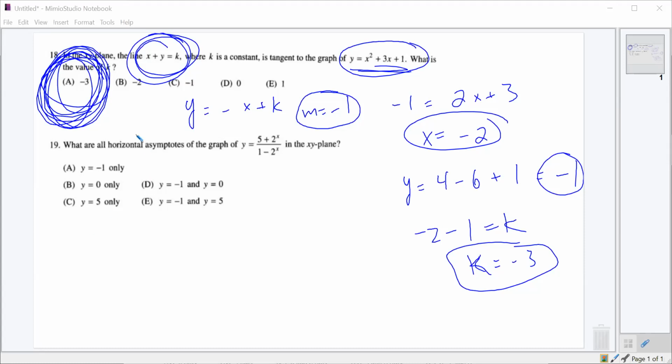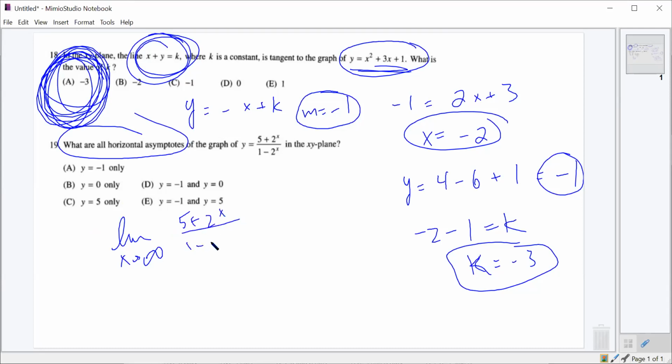That's fine. You should be clued in when it says what are all horizontal asymptotes, that there might be more than one. And how do we determine horizontal asymptotes? Well, there's a horizontal asymptote to the right if you look at the limit as x approaches infinity. But then there's a horizontal asymptote to the left if you look at x approaching negative infinity.